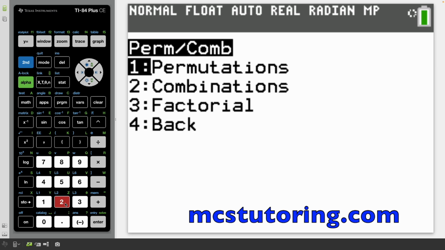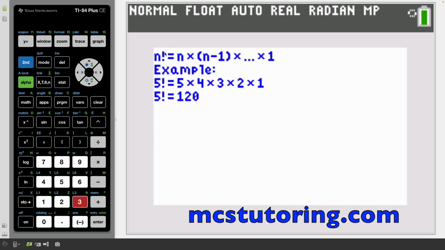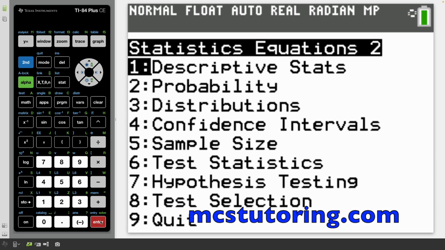Let's do factorial. Just so if you don't know what that exclamation point means in math, it means factorial. So if you had, say, 5 factorial, it'd be 5 times 4 times 3 times 2 times 1. So 5 factorial is 120. You can find this in the catalog under math in your calculator. I don't want to go there right now, but I'm sure there are many videos that'll bring you to that. Okay, so I think that's all the probability.